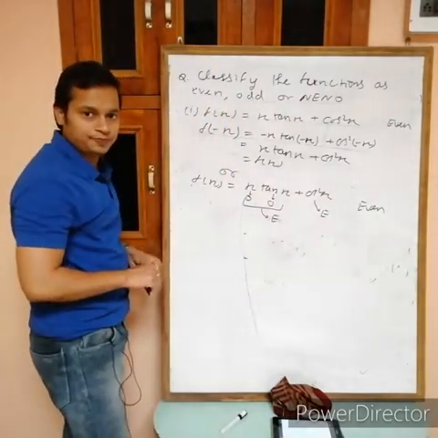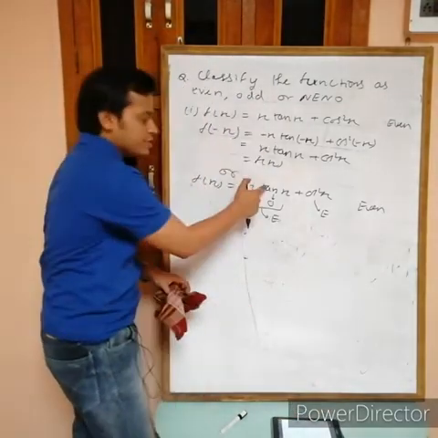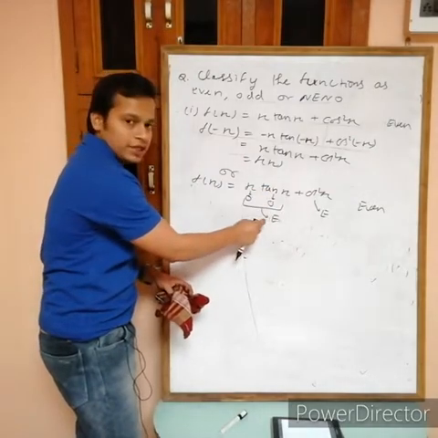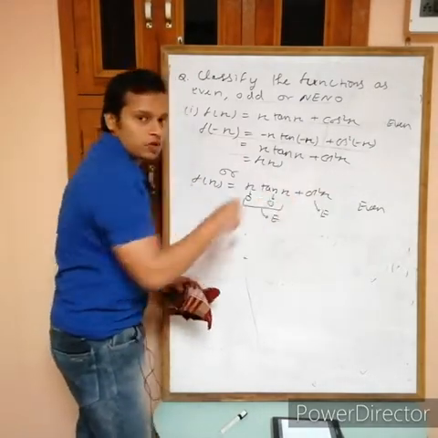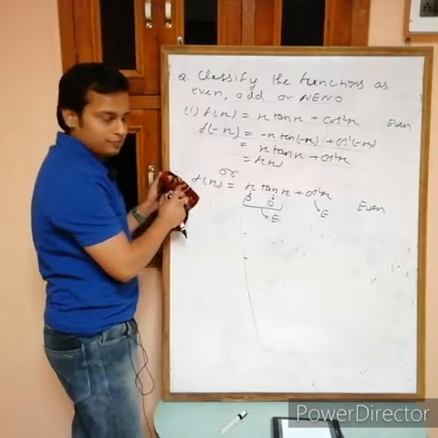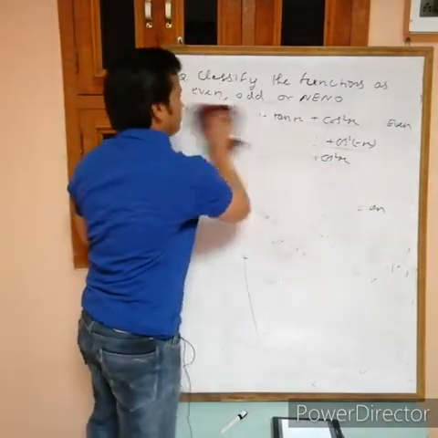Any problem? If f(x) and g(x) both are odd, then the product is even. Sum of two even functions is always an even function. Okay? Okay. Now second one.